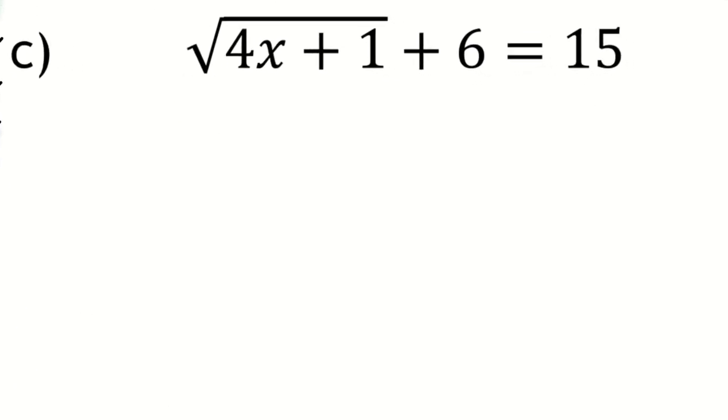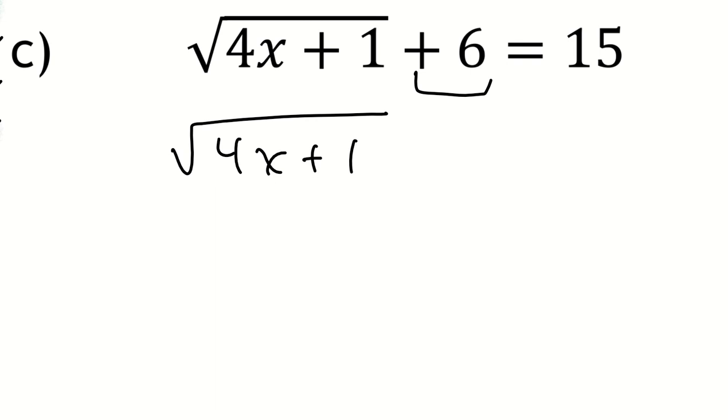All right, and then the last part we have was an example of the other technique we talked about, looking inside. Looking in the square root, looking inside of that is problematic because it's not isolated here. So if I were to subtract 6 from both sides, this would become the square root of 4x plus 1 equals the number 9.